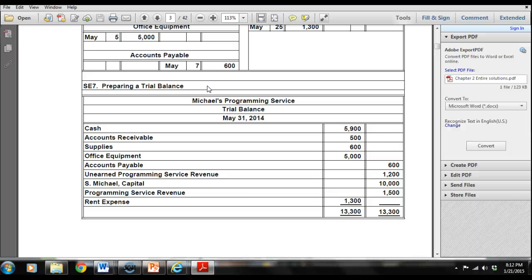Do you see how we start with the title? We show it's Michael's Programming Service. Then we have to say what kind of statement this is. This is a trial balance, and we show the date, May 31st.